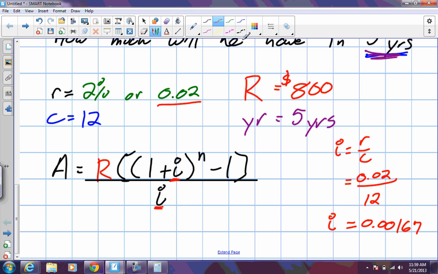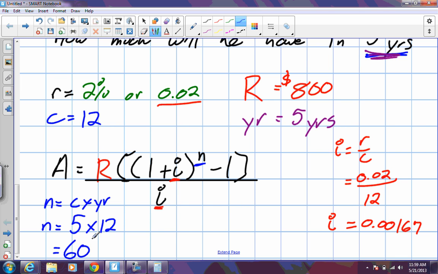And we need to calculate the number of periods. So how long is this going to occur for? Well, we know it's going to be over the course of 5 years. So N was equal to the compound periods times years. And there's going to be 12 months in every one of those years. So our N will be 60.